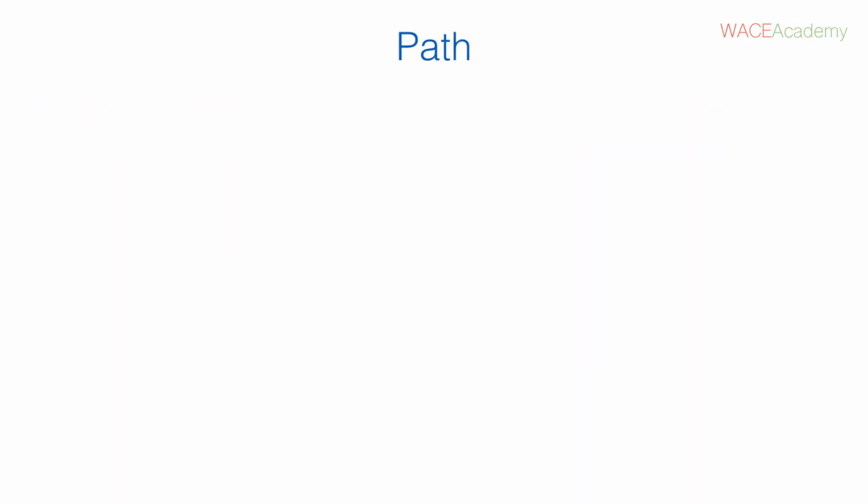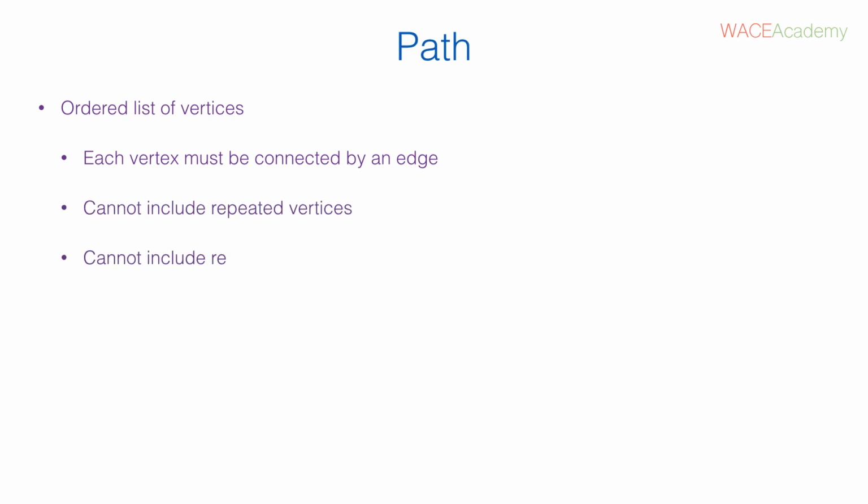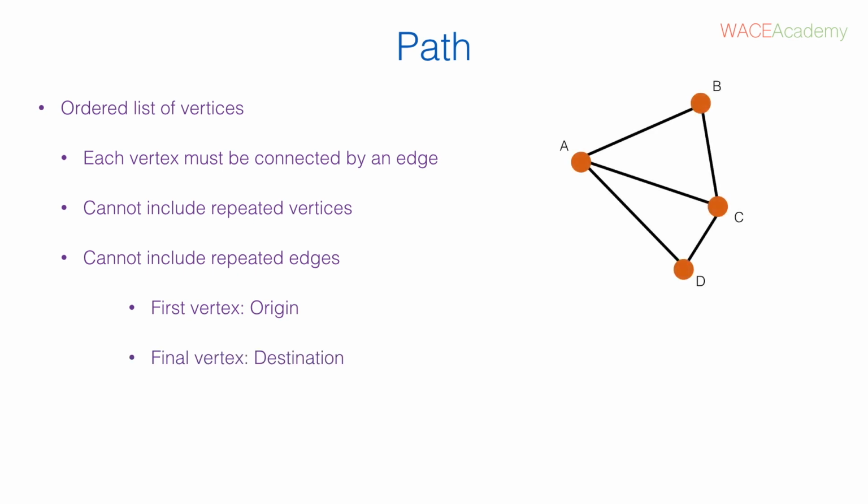Finally are paths. Again, paths are just a slightly more restricted version of a walk. So it's an ordered list of vertices. Each vertex must be connected by an edge. However, this time, neither repeated vertices nor repeated edges are allowed. An example of a path could begin at vertex A, then go to B and finish at C, which would be written like so.